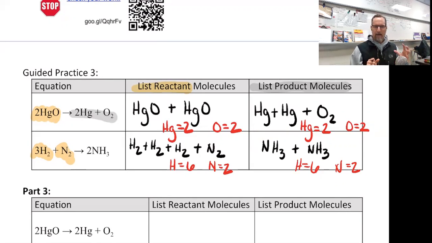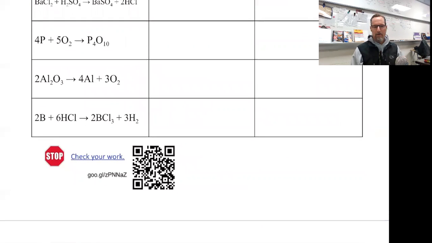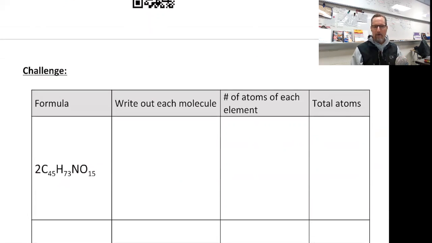So, counting atoms of several different molecules and totaling those on each side to see if they're balanced or not balanced. Okay, and again, at the bottom of the page here, I put a link where you can go and check your answers. And then if you're really feeling up for it, I put some really challenging ones in there. You can go ahead and do those as well to really challenge yourself.